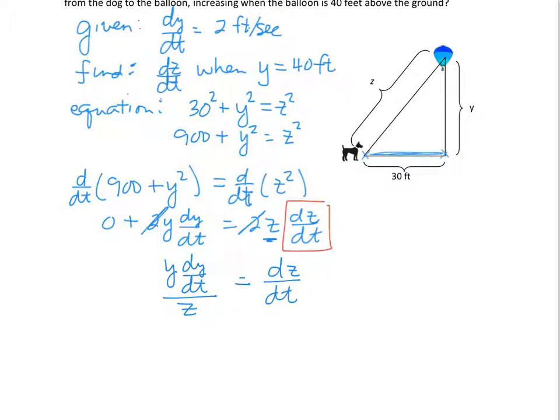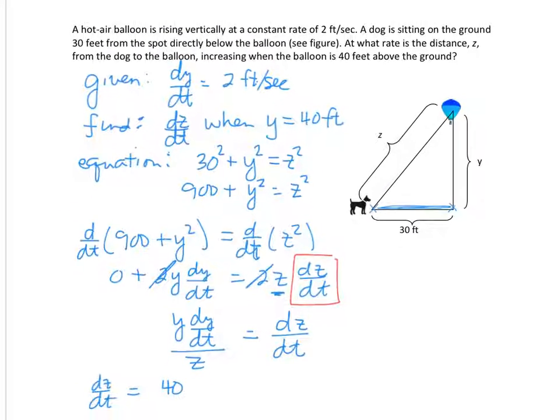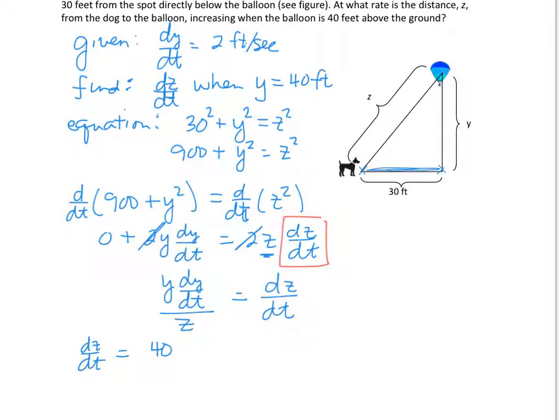And then we start plugging in values. So dz/dt equals y. What is y? Well, y is 40, that's given. Times dy/dt, which is also given. dy/dt is a constant 2 feet per second. I'm going to leave off the units. We'll throw them back on at the end. And then we have to divide by z.